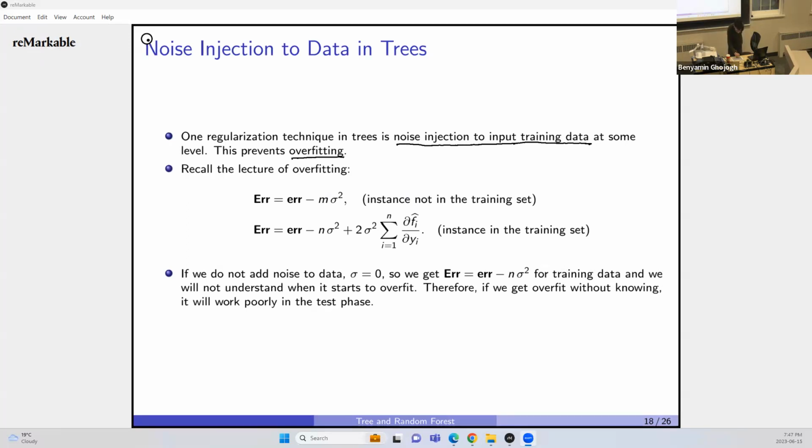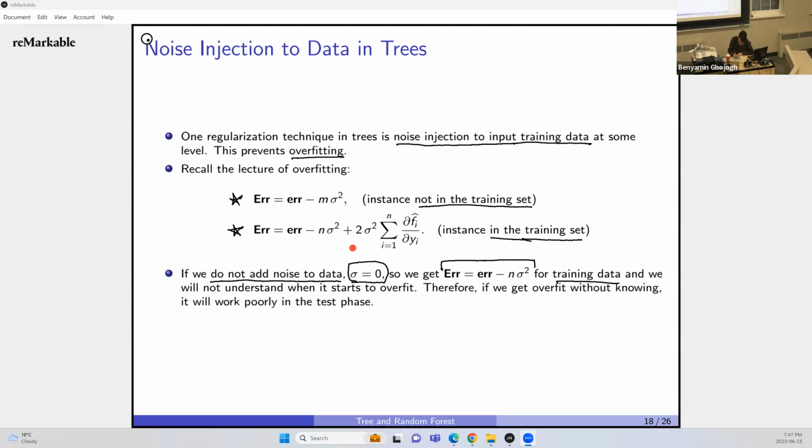Recall the lecture of overfitting. This is the error for the validation data where the data is not in the training set. This is the error for the training error when the data is in the training set. Then if we do not add noise to data, this sigma is 0. Why? Because we don't have noise. If the variance of noise is 0, it means that we are not applying any noise, right? Then we get this for training data.